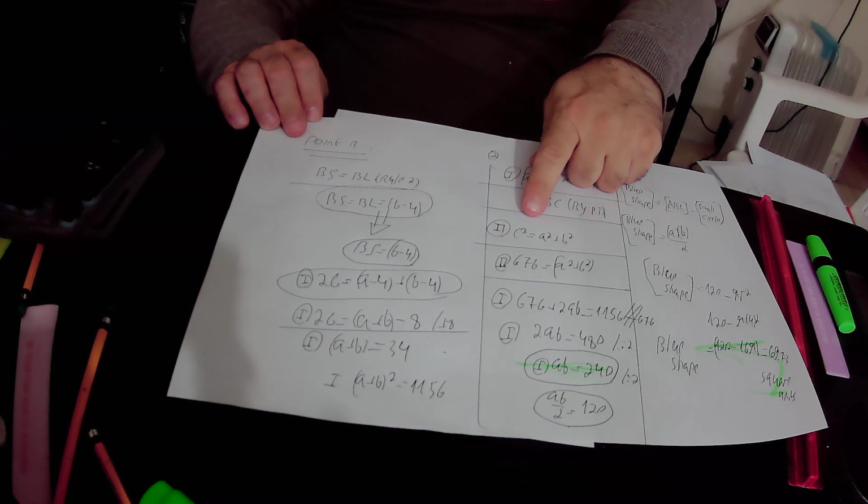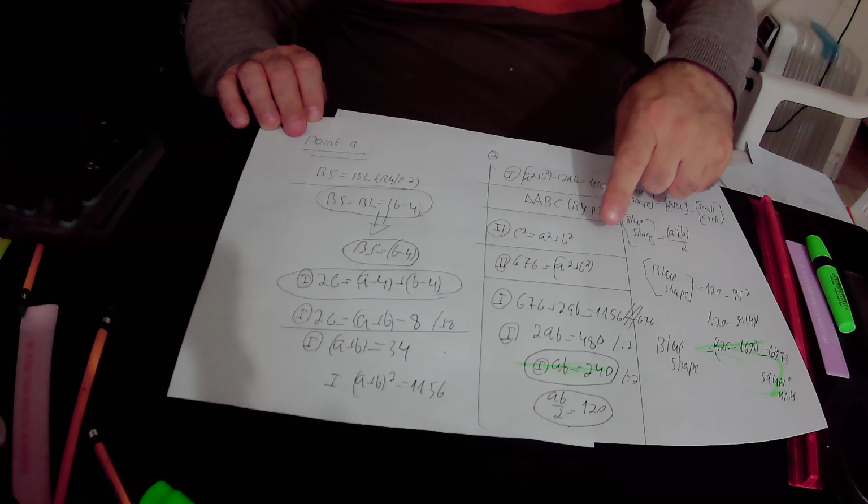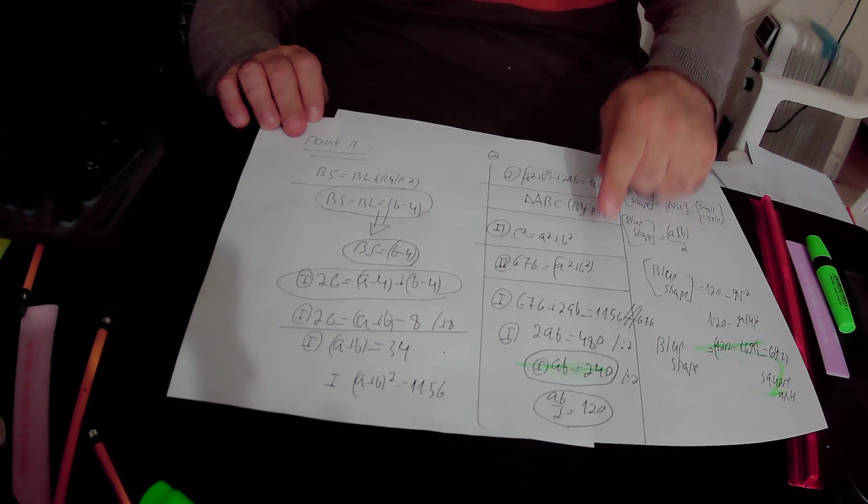C squared is 26 squared. 26 squared is 676, and it is equal to A squared plus B squared. Okay?